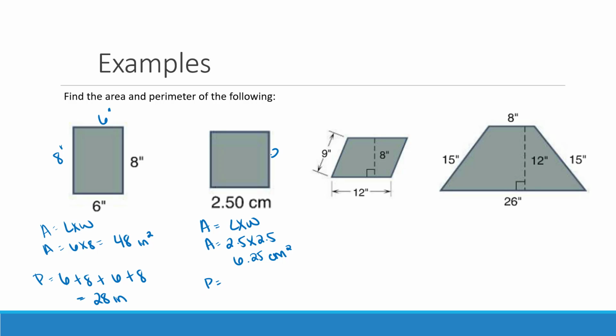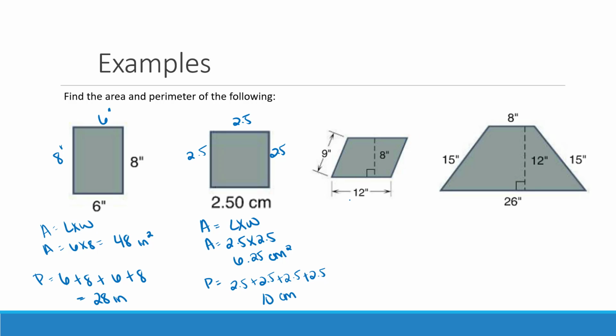Perimeter, I'm going to add all 4 sides together. Don't forget, if you're not labeled all 4 sides, make sure you label them. Of course, you could do 2.5 times 4 sides. That would be fine as well. But I like to stick with what I'm doing for all problems, so I'm going to add all 4 sides together. And so you would get 10 centimeters.